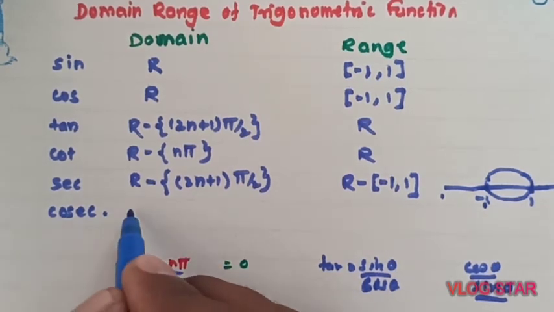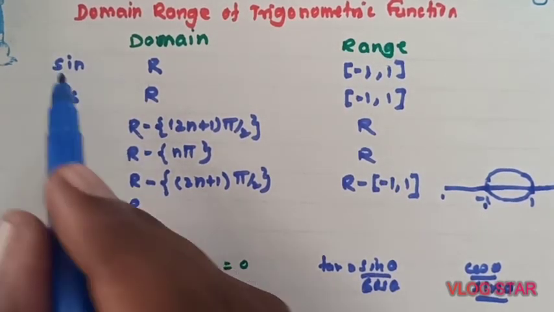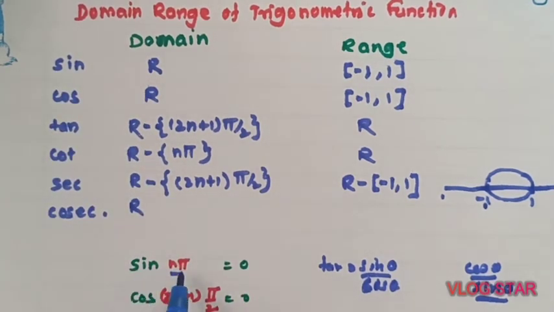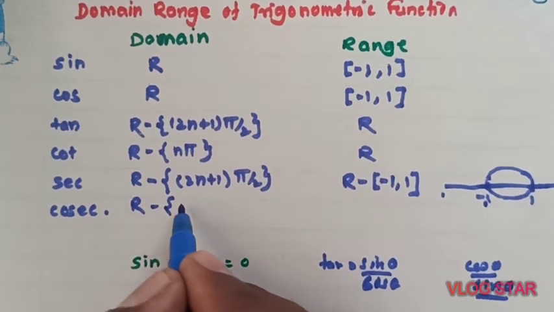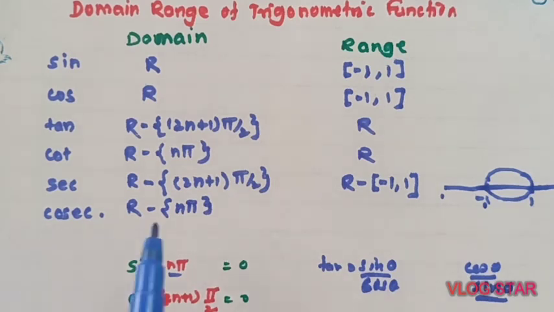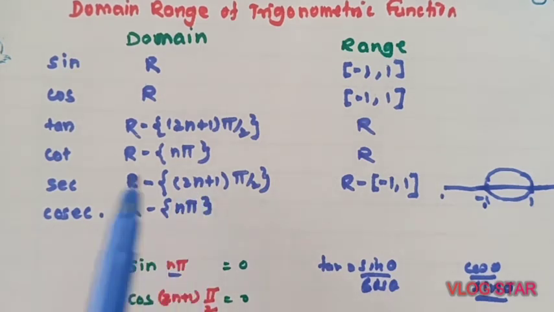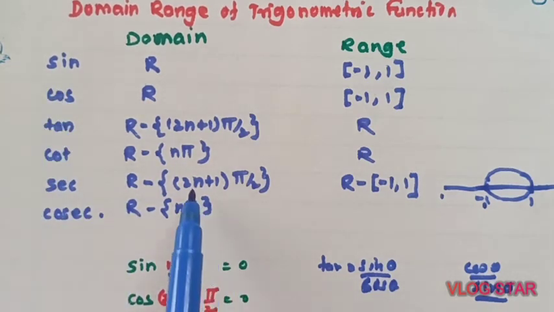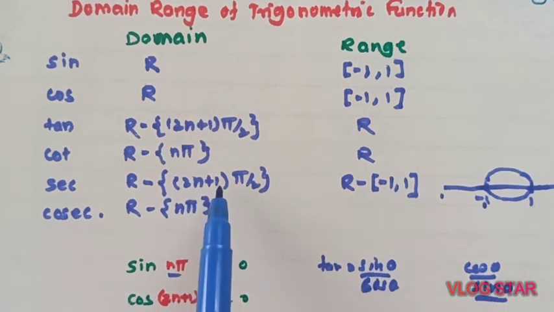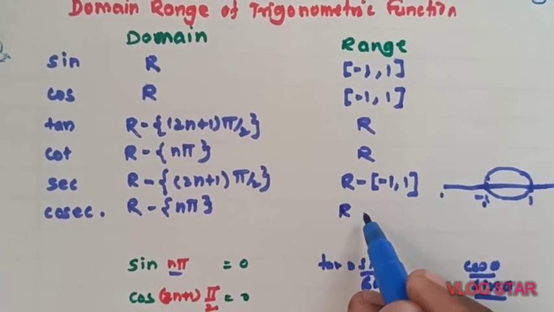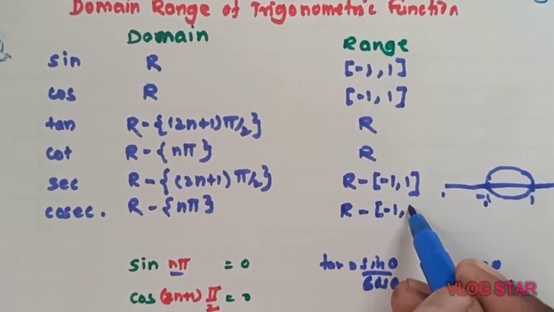What about cosec? Cosec is the reciprocal of sine, means when sine is 0, cosec is not defined. Sine is 0 for n pi, so we will exclude n pi. You have to remember this logically. Why minus n pi? Why odd multiples? Look at sec: the denominator is cos, so whenever cos is 0, we exclude that value. When is cos 0? For those values we will exclude them. Same thought process for cosec, and its range is also R minus (-1 to 1).